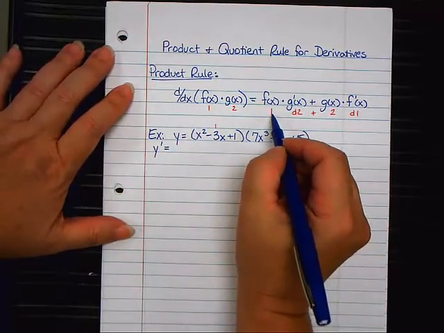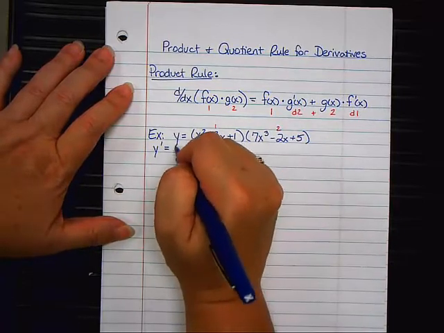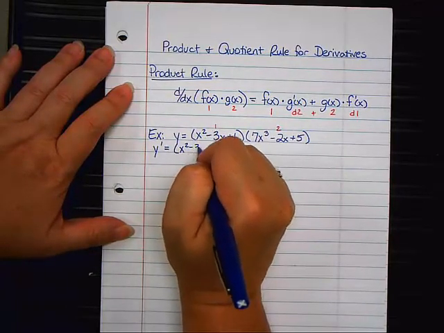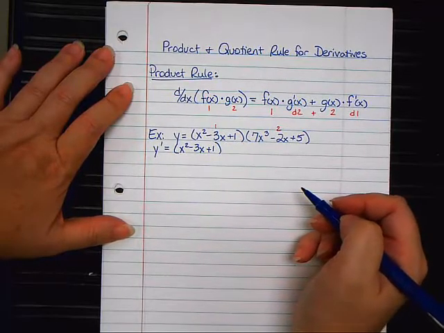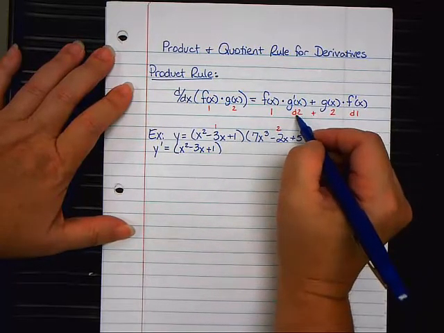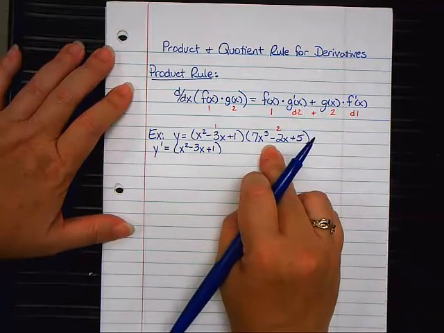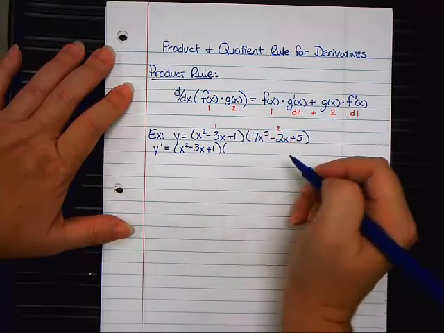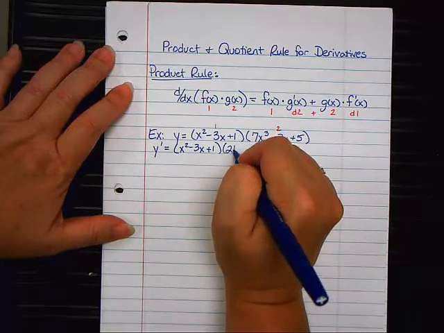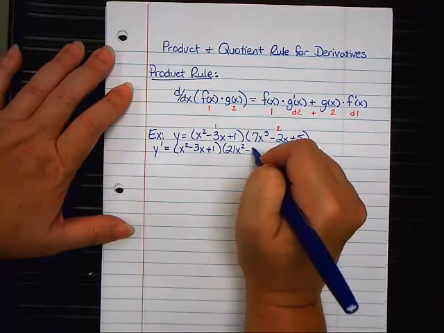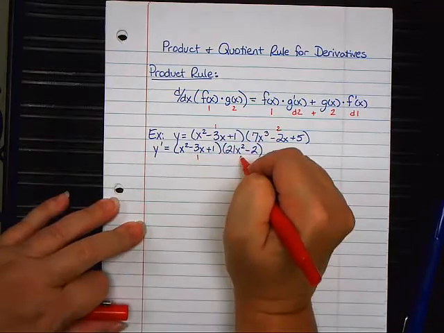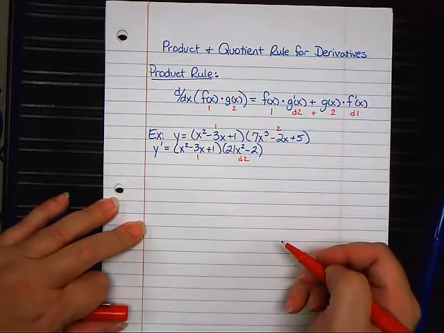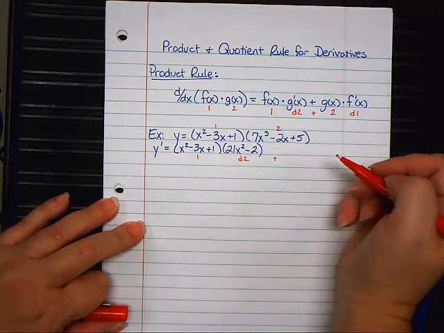first thing you do is copy 1 down. So we're going to copy the first parentheses, x squared minus 3x plus 1. That's the 1 step. Then I want the derivative of 2. So the derivative of the second parentheses. And that would be what? 21x squared minus 2, close parentheses. So I have just done 1d2. Now I'm going to do what?